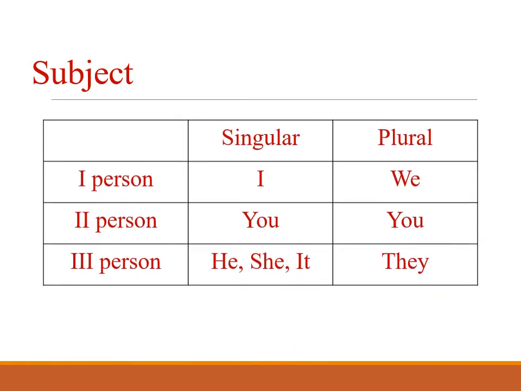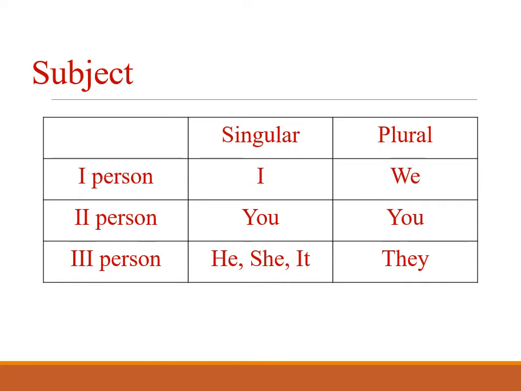So now we will know a little about the subject before moving on to the tense. You can see a small table which I created for you all, singular and plural. First person singular is I and first person plural is we. Second person singular is you and second person plural remains the same, you. Third person singular is he, she, it, and third person plural is they.